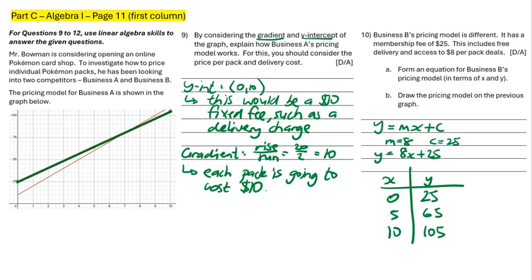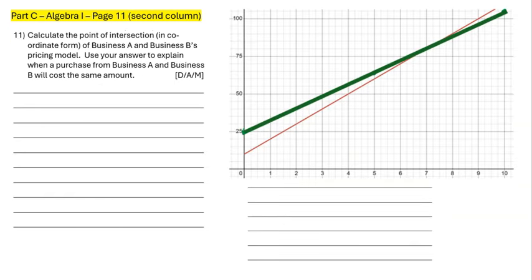just connecting those points perfectly, which will be really good. Okay, so we're now on to question number 11, and for this question here we've been asked to calculate the point of intersection for business A and business B's pricing model, and then it says to use your answer to explain when a purchase from business A and business B will cost the same amount. So this question, bit of a trick to it, but hopefully you'll be able to pick it up as I do it.